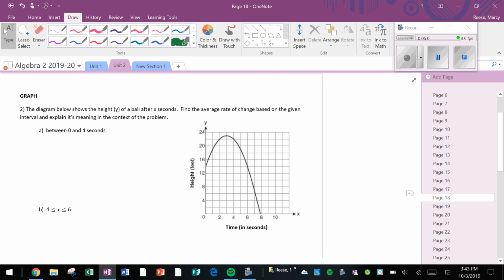The diagram below shows the height y of a ball after x seconds. Find the average rate of change based on the given interval and explain its meaning in the context of the problem. Okay, so that means I'm going to take A. I'm going to do A. And this means I have to find when x is 0, because it's seconds. X is 0.